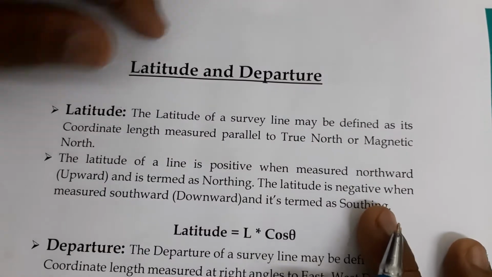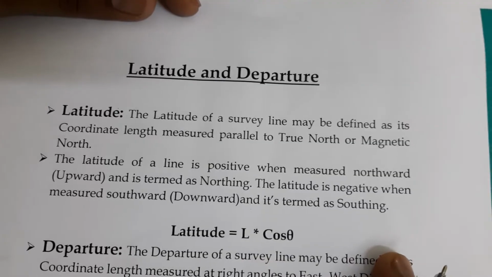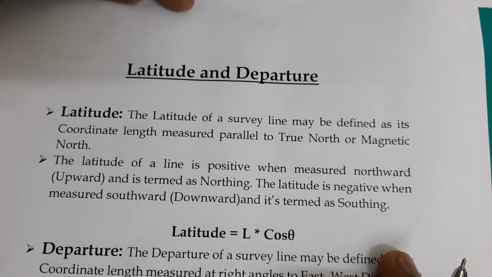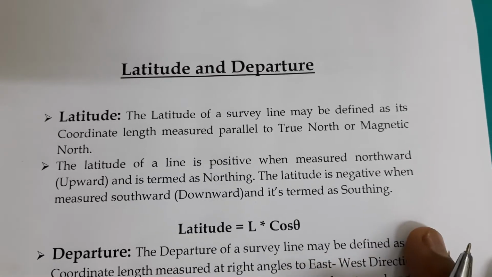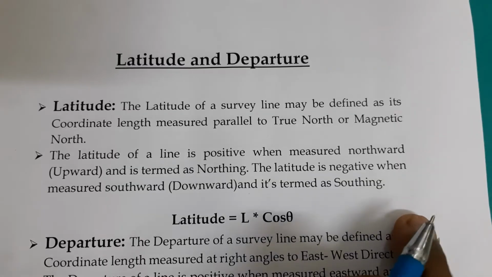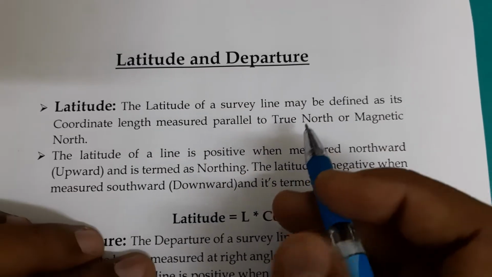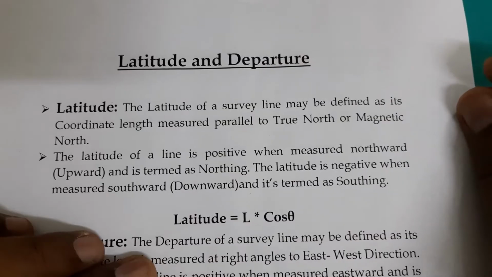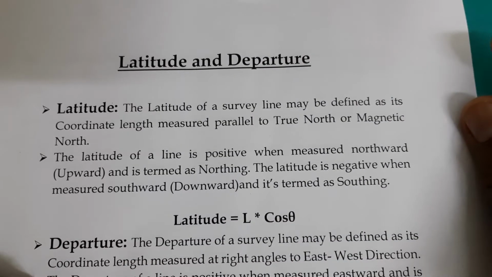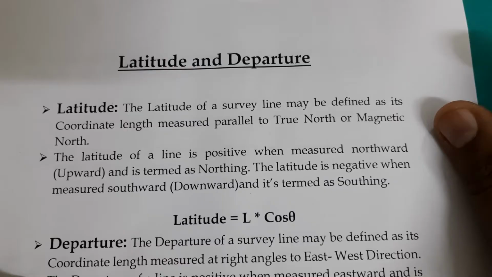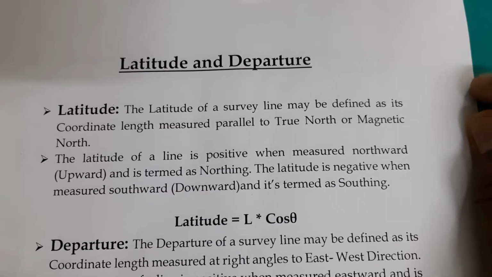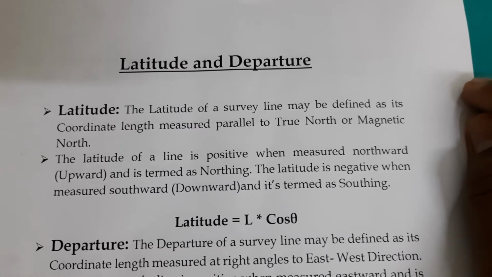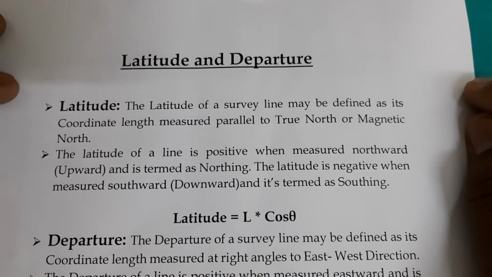Okay, hello students. In the previous lecture we discussed the repetition method and the reiteration method. Now we move forward. We use the words latitude and departure. This is the topic we need to discuss here, because it will be helpful for finding your closing error when you measure the horizontal angle.